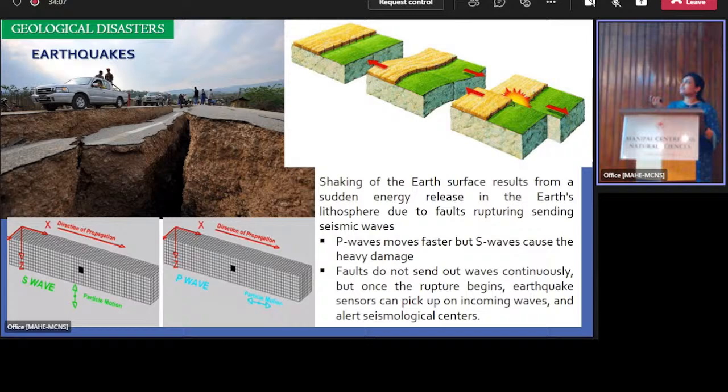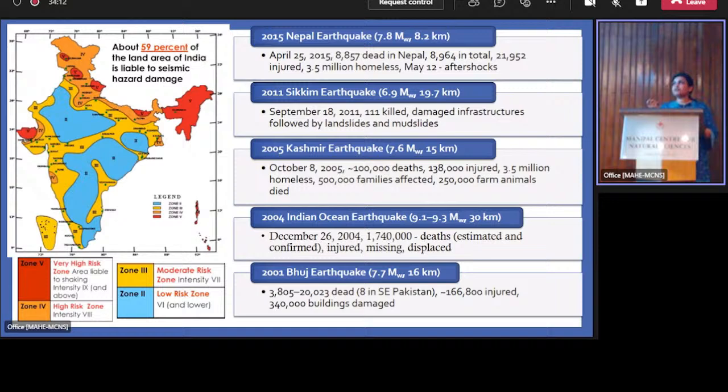Unfortunately, in India, about 59% of the land is liable to seismic hazard damage, mostly in the Kutch region, the northeast and the Himalayan region. These are very high risk zones. From 2001 till today, there have been 5 catastrophic events in India itself, followed by landslides and many casualties.